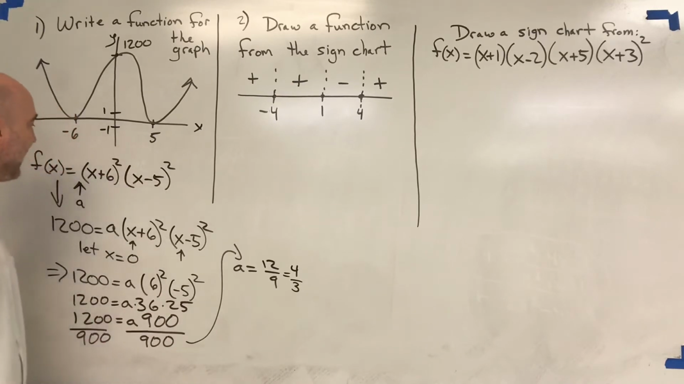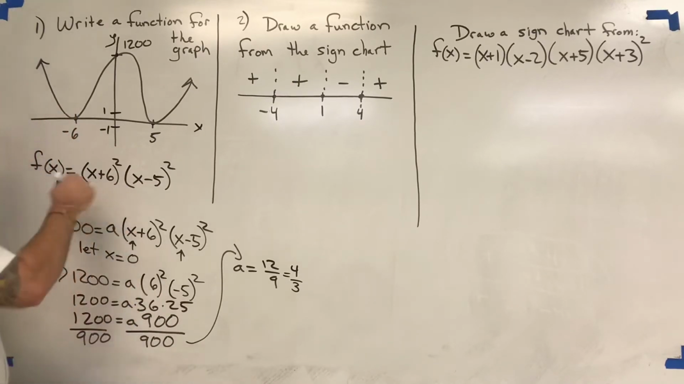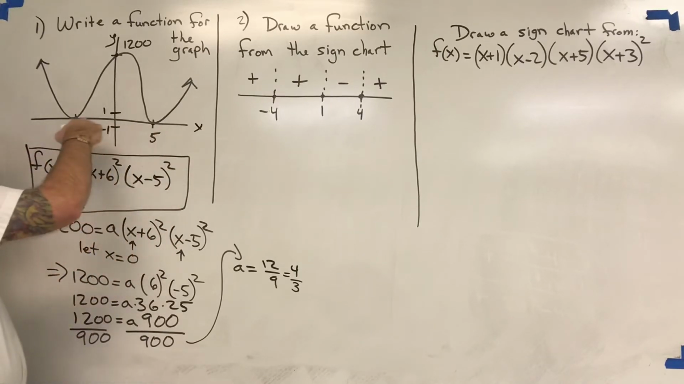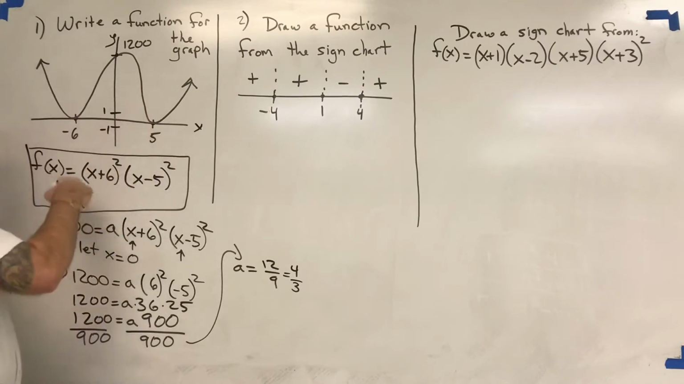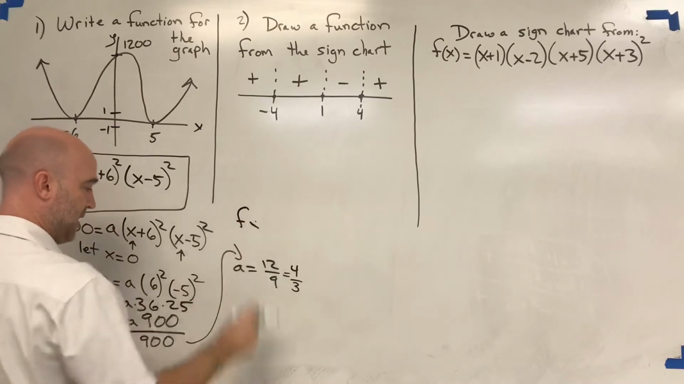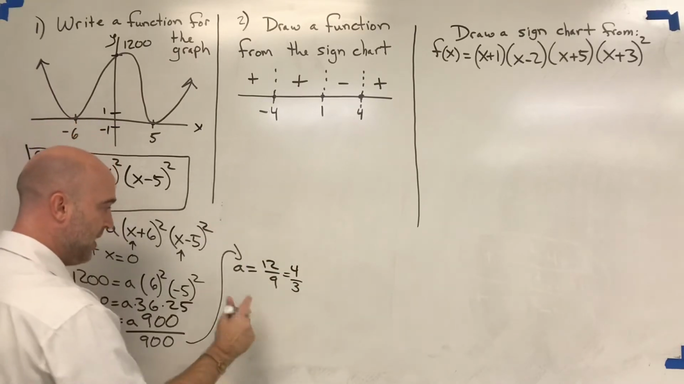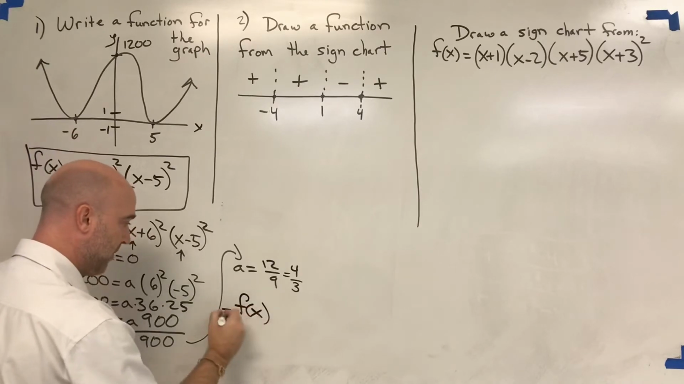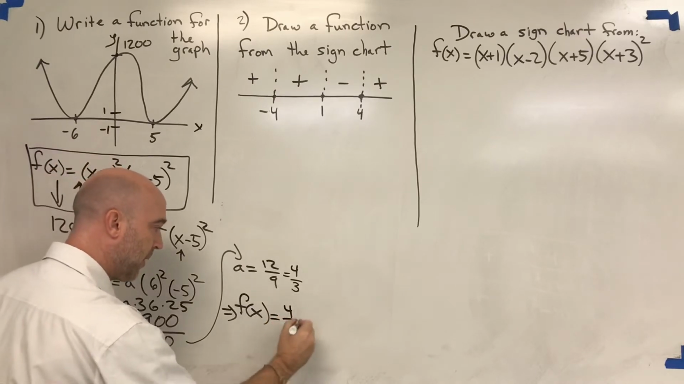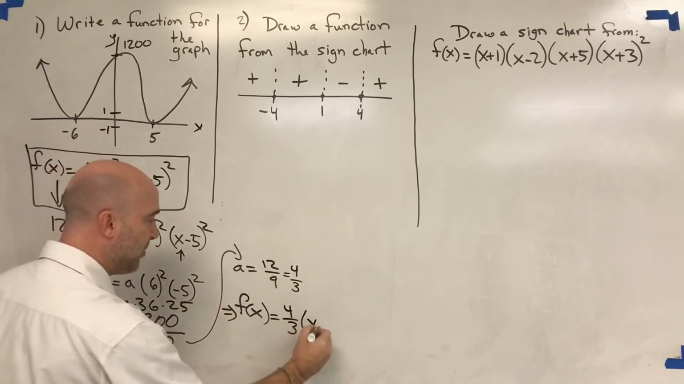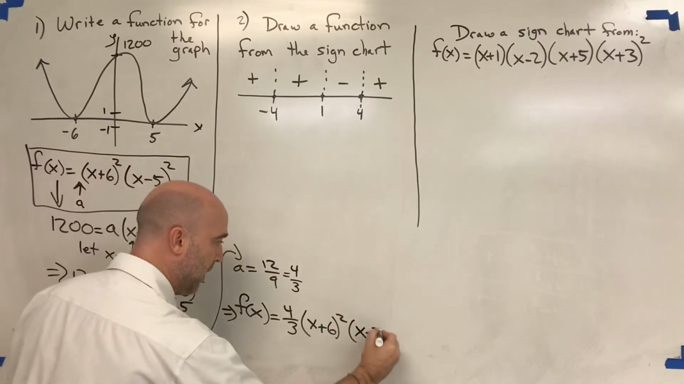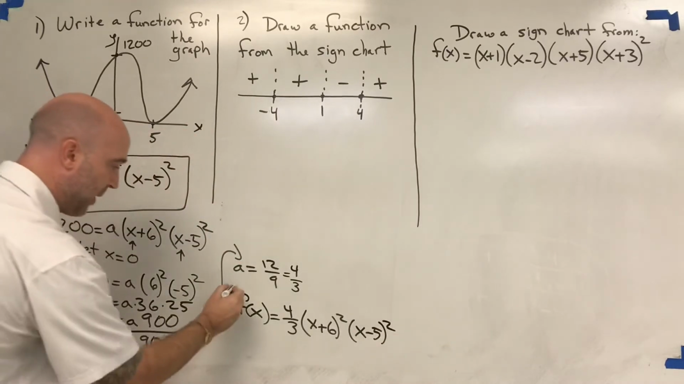Now I got my a. I'll go ahead and plug everything into this function right here. Remember, this is what it was like just to have those as intercepts or bounces, and then we need that a in front. So the f of x, I'll give myself some more room, I'll put it down. So my f of x turns into, the a was 4/3, and then I just repeat my binomials, x plus 6, quantity squared, and x minus 5, quantity squared. And there we are.